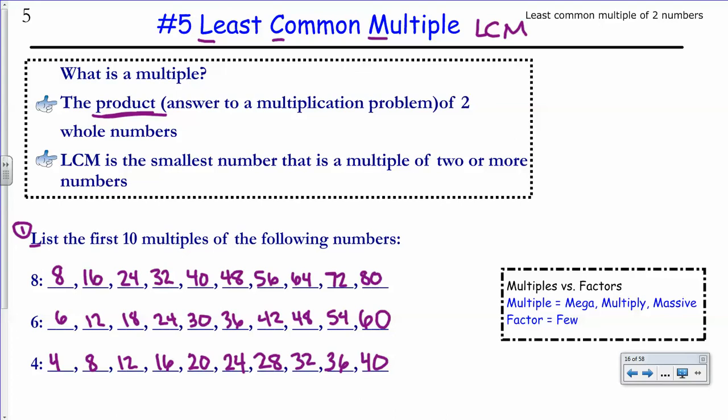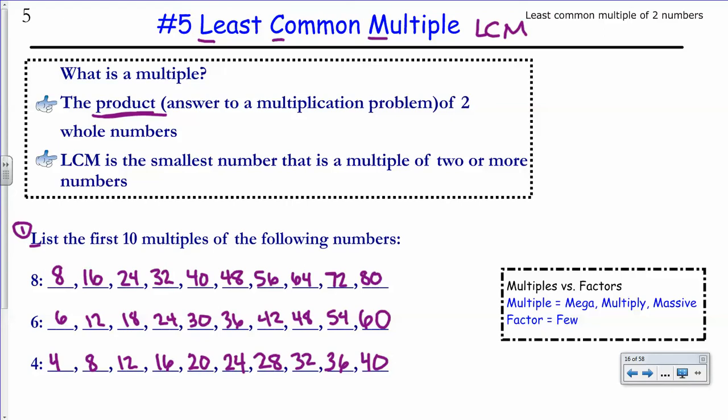First 10 multiples of 6 would be 6 times 1, 6 times 2, 6 times 3, 6 times 4, 6 times 5, 6 times 6, 6 times 7, 6 times 8, 6 times 9, 6 times 10. So this is a really good review for our multiplication facts. Multiples of 4: 4 times 1, 4 times 2, 4 times 3, 4 times 4, 4 times 5, 4 times 6, 4 times 7, 4 times 8, 4 times 9, 4 times 10. Okay, so that's the first step.